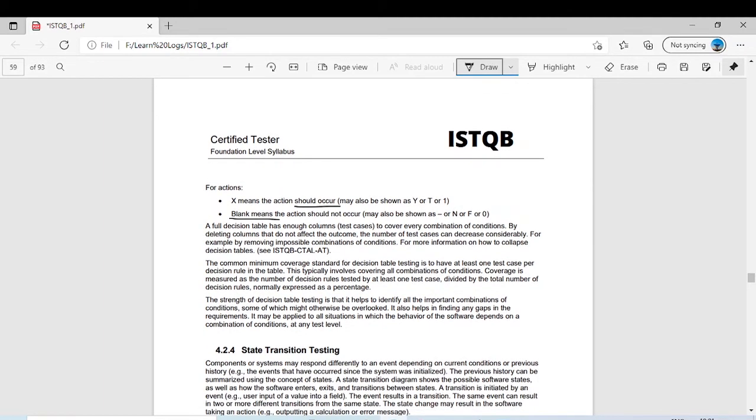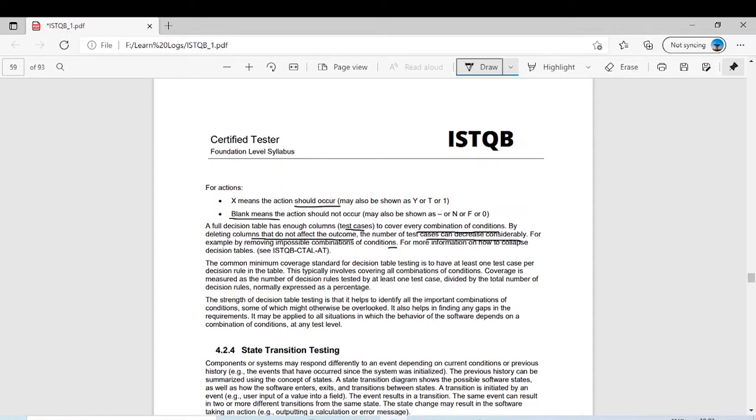So it's quite possible, based on that decision table, that you have to check the answer. A full decision table has enough columns, that is test cases, to cover every combination. By deleting columns that do not affect the outcome, the number of test cases can be decreased considerably. For example, you have a combination in which, if one of the conditions is no, the action will be no. So just figure out those columns in which one of the conditions is no, and cut them out. By doing this, you will cut down your decision table, which will be smaller and more efficient, for example by removing impossible combinations of conditions.